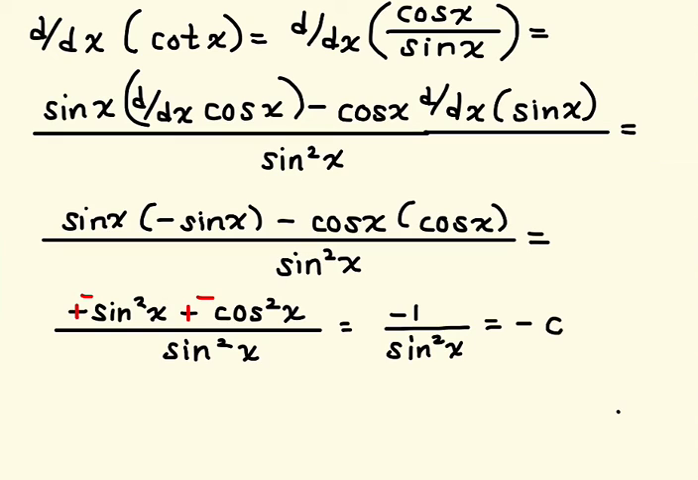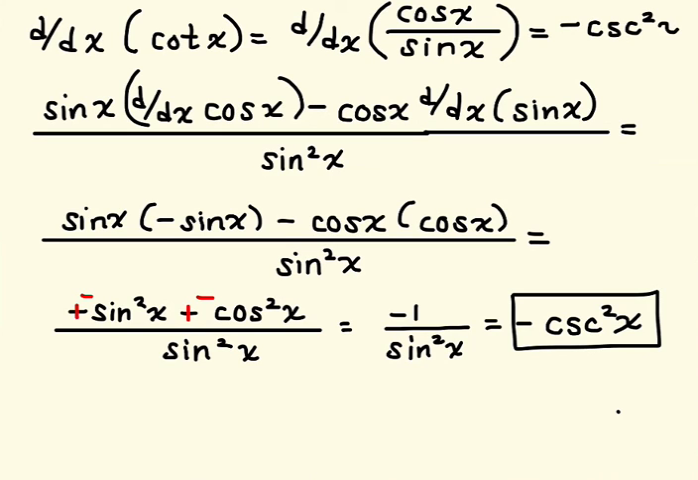Cosecant. So yeah, so this is the cosecant, negative cosecant squared x. So the derivative of the cotangent is the negative cosecant squared of x.